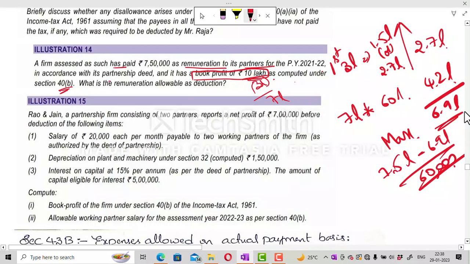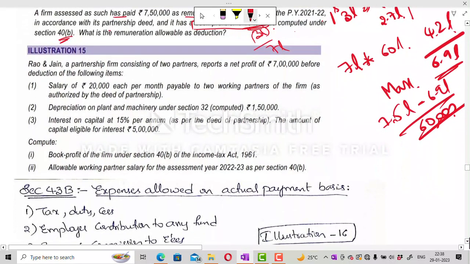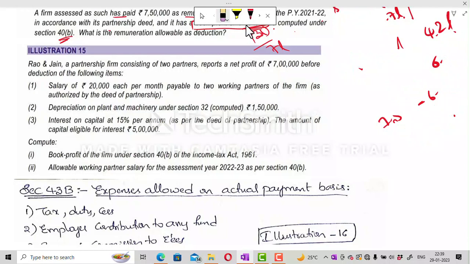Next, the 15th question. Rao and Jain, a partnership firm consisting of two partners, report a net profit of 7 lakhs before deduction of the following items. Salary of 20,000 per month payable to two working partners of the firm as authorized by the deed. Depreciation on plant and machinery of 1,50,000, which they have not taken.